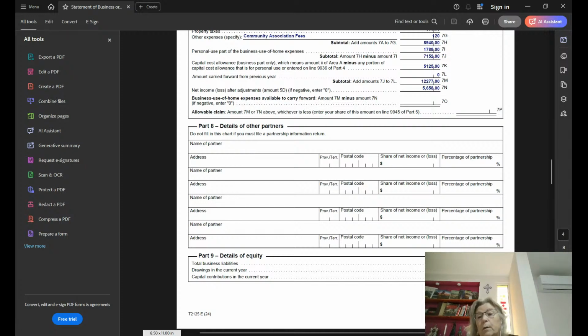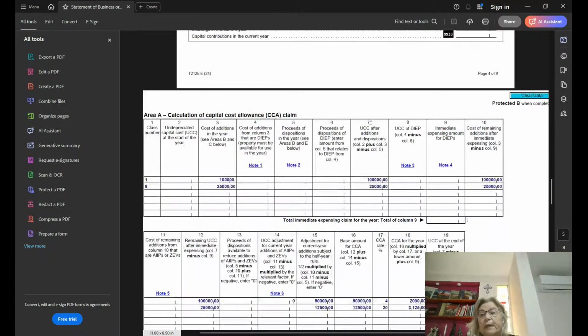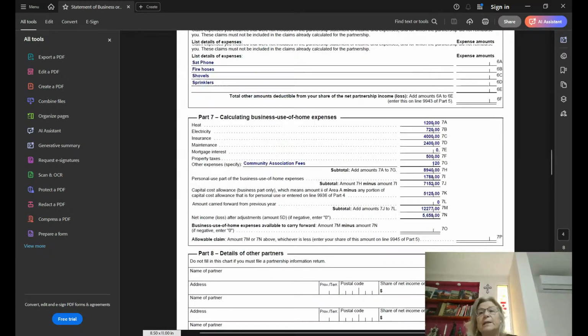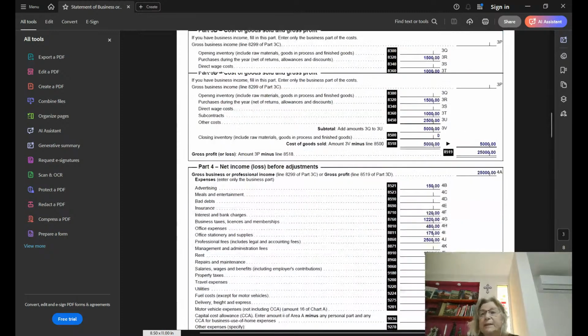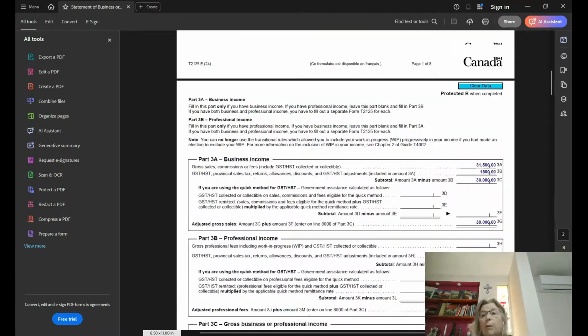They want to know. Just so you're aware, whatever you draw out, you are not taxed on. You are taxed on your bottom line. You draw out whatever you draw out. That's tax-free, even if that puts you into an overdraft, if you have a line of credit. And then they want to know your total business liabilities at the end of the year. Okay? That's it, everybody. That is T2125 Business Schedule. I hope that helped you.